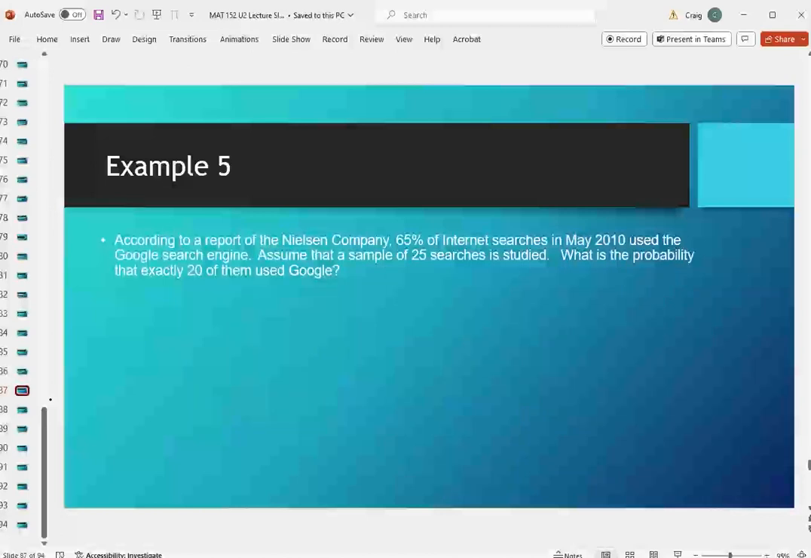So let's look at a more real life example rather than just randomly chosen numbers. According to a report by the Nielsen Company, 65% of internet searches in May 2010 used the Google search engine. Assume we have a sample of 25 searches. What's the probability that exactly 20 of them used Google? So we're going to randomly sample 25 different searches. There's a 65% chance in each case that they used Google. We want to know what's the probability that exactly 20 of them used Google. That word exactly means we just want the probability of 20.